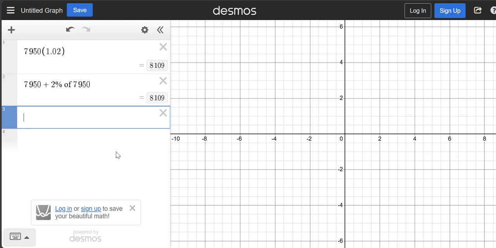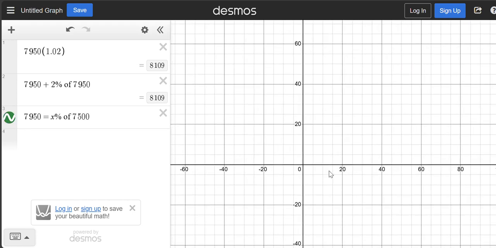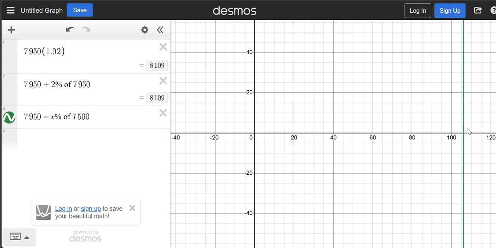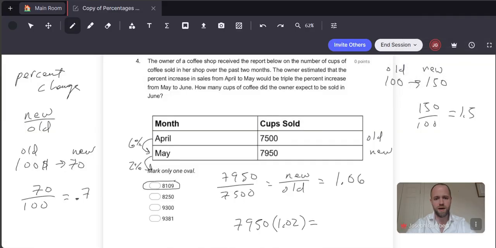So another way that I could have represented that is I could have said 7,950 is equal to X percent of whatever the original was. I think it was 7,500. And if I had done this, then I would have been able to see that 7,950 is 106% of it. So this is an alternative way of finding that 6% increase that I found earlier. And so, yeah, these are just some tips that you want to be aware of for question types like these.